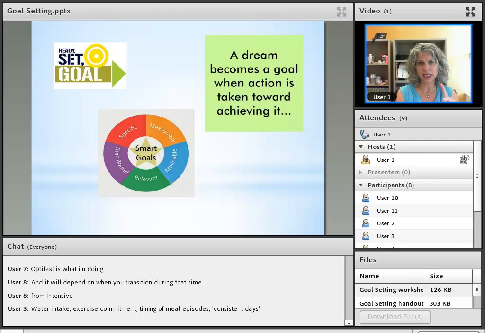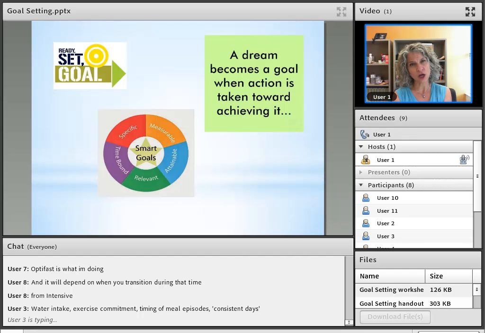Okay, so Dana's point: water intake, exercise, commitment, timing of meal episodes, and consistent days. I'm thinking what you mean, Dana, is that timing of meal episodes and consistency sound kind of like the same thing to me. If we were to put the most important things in order in terms of active weight loss, it's timing of meal episodes, and what you are fueling your body with. So the calories and the macronutrients and the timing is the most important thing.